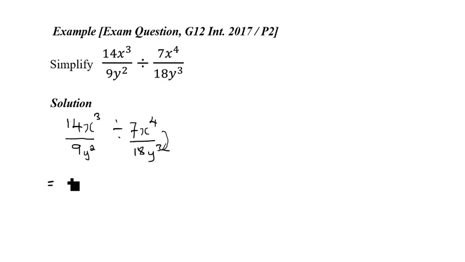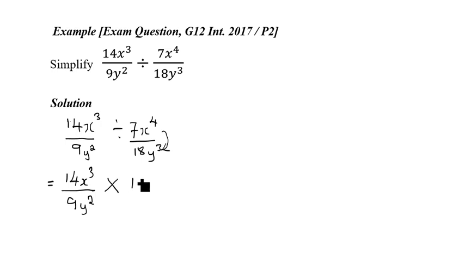So let's see what we are going to have when these two swap. So we have 14x to the power 3 over 9y squared. But then when we take the reciprocal of this one, the sign also changes. Okay, the sign changes, the fraction also changes. Okay, so instead of writing 7x to the power 4, I'll now write this.